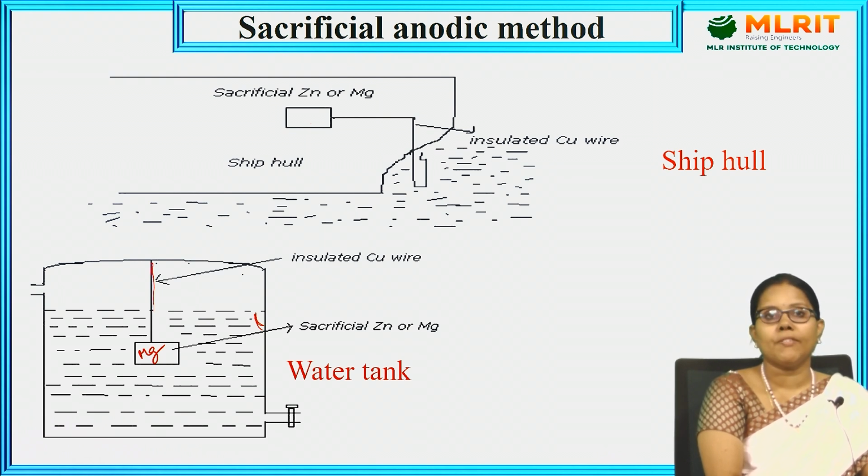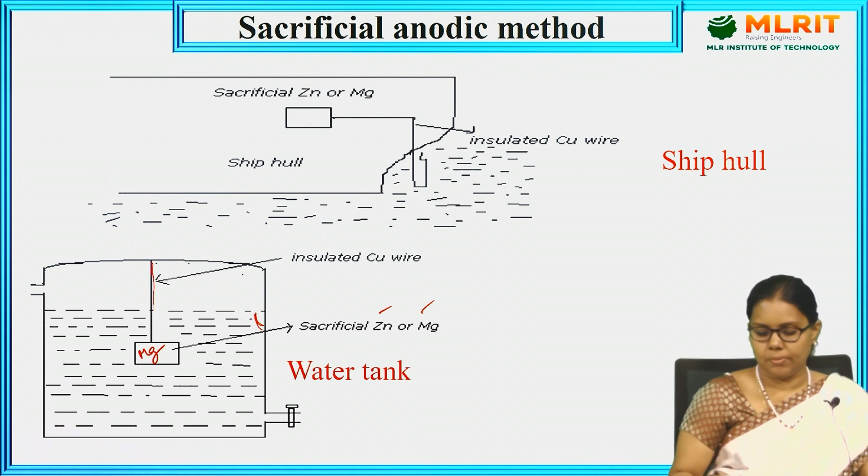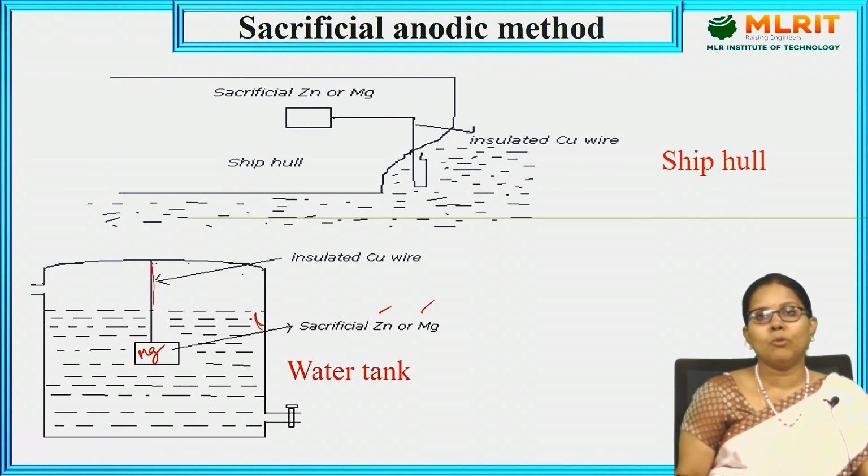So, here the sacrificer is a more anodic metal, zinc and magnesium. Always, when it is corroded completely, we have to replace it with a new one. Let us move to the next cathodic protection, which is impressed current cathodic protection.